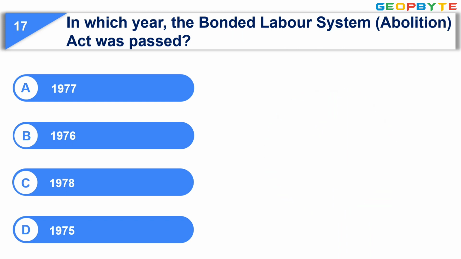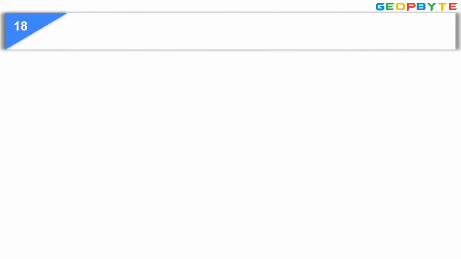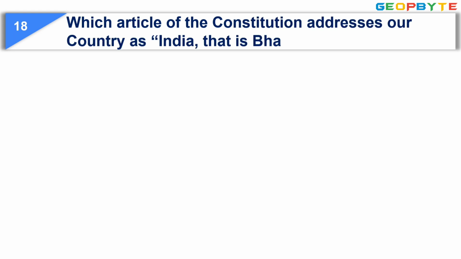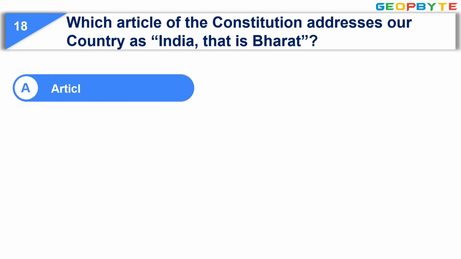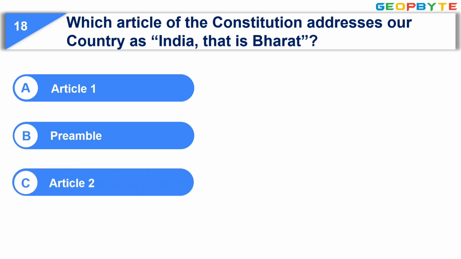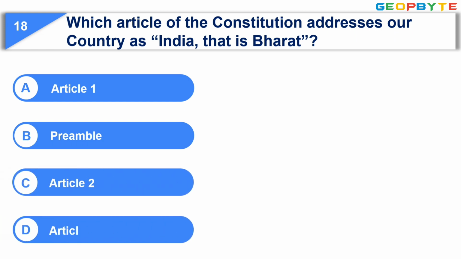Your time is up, and the correct answer is option B, 1976. Now let us see 18th question. Which article of the Constitution addresses our country as India, that is Bharat? Option A, Article 1. Option B, Preamble. Option C, Article 2. Option D, Article 3. Your time starts now.